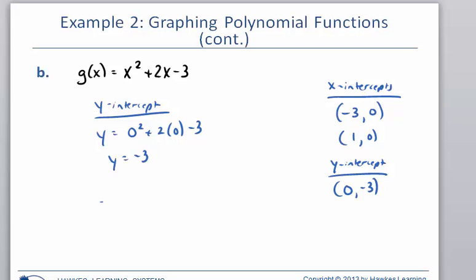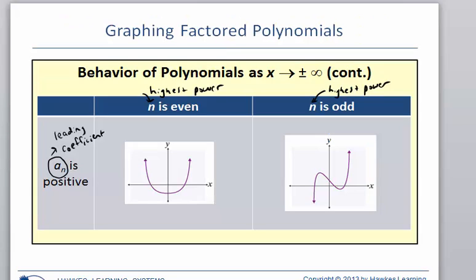So our y-intercept is 0, -3. Now we need to look at our end behavior. So again, we're going to note that our leading coefficient is a 1, and it is positive. We're going to note that our highest power is 2, and it is even. And so let's go back and look real quick. A positive leading coefficient, an even highest power gives me a parabola that opens up on both edges.